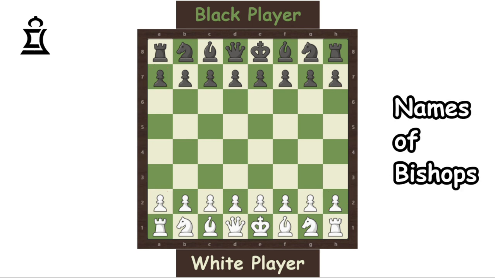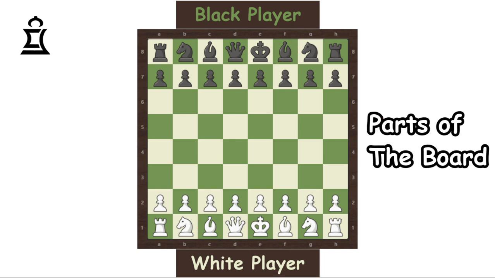Names of the bishops. The bishop placed on a white square is called the light square bishop, and the one placed on a black square is called the dark square bishop. Parts of the board. Since the king is positioned on one half of the board, this half is called the king's side. Similarly, the side where the queen is positioned is called the queen's side.